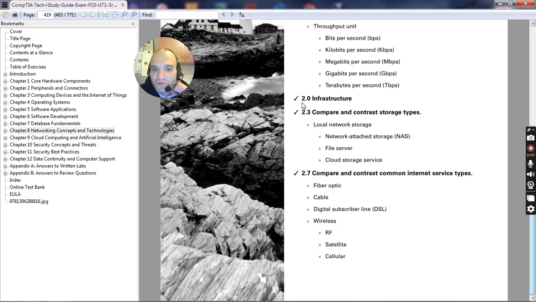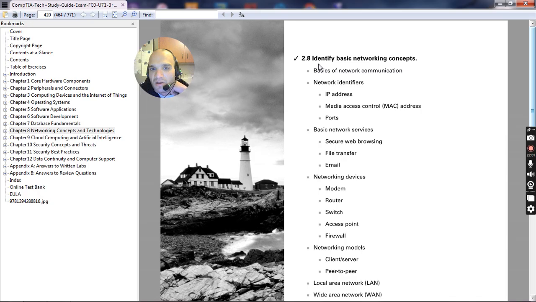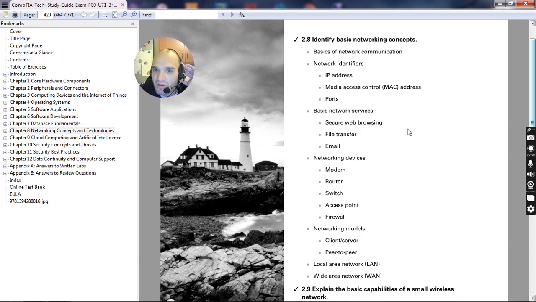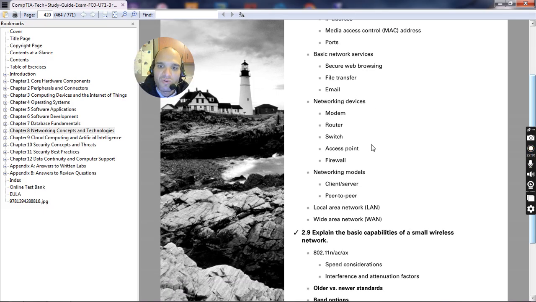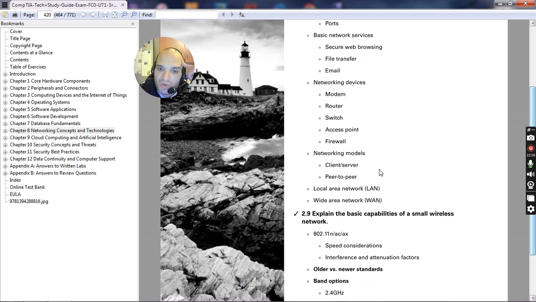Sub-objective 2.8, identifying basic networking concepts, basics of network communication, network identifiers such as IP address, media access control or MAC in short address, ports, basic network services, secure web browsing, file transfer, email, networking devices, modem, router, switch, access point for wireless services, firewall, networking models, client server, peer-to-peer, then local area network and wide area network.